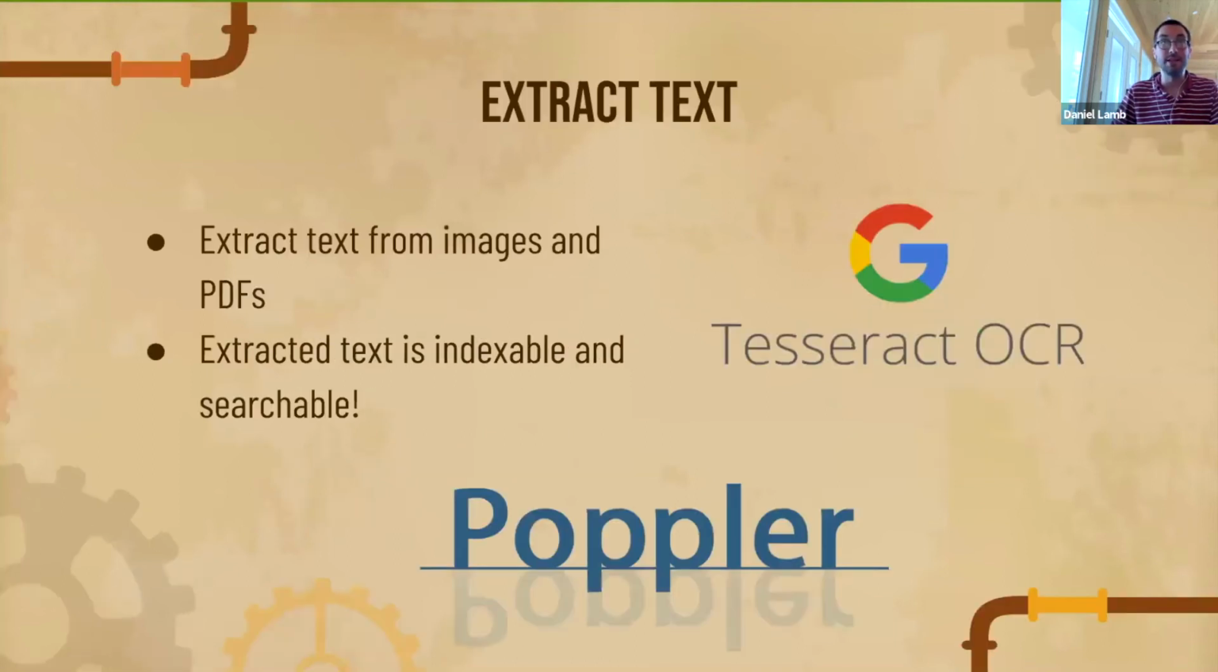You can also extract text. We can extract text from images of, say, a scanned image of a page of a book. We pass that through Tesseract OCR. We can also extract text from a PDF. So if you have a text-based PDF, not an image-based one, then we run it through Poppler Utils, PDF to text. We just extract that out. And then your extracted text gets put back into Drupal, and it is indexable and it is searchable.